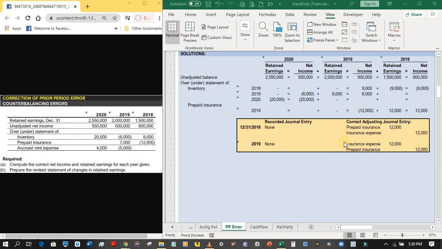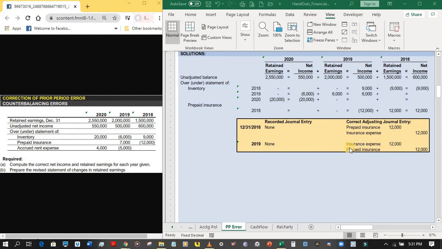in 2019, which is the recording of the insurance expense of 12,000 in 2019 and a credit to prepaid insurance for 12,000 pesos. Of course, this journal entry in 2019 will only be prepared if the entity previously recorded the adjusting entry at the end of 2018. Again, the 12,000 insurance expense is not an expense in 2018. It should be an expense in 2019.